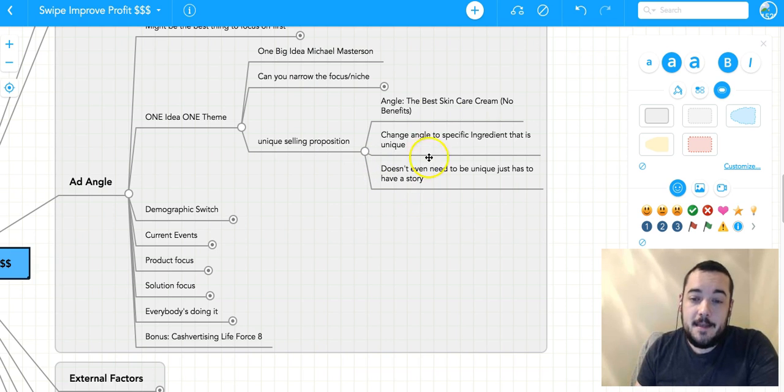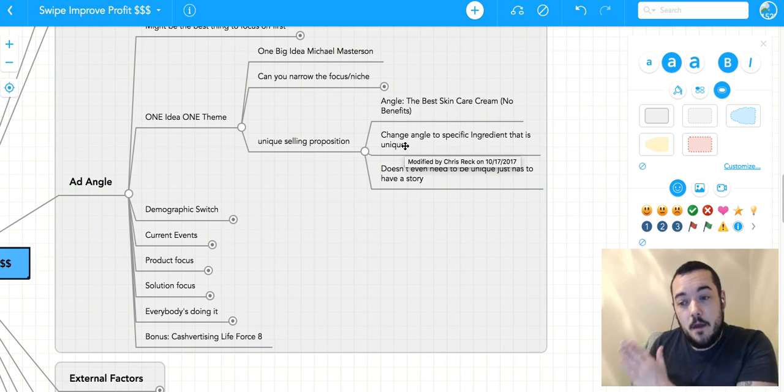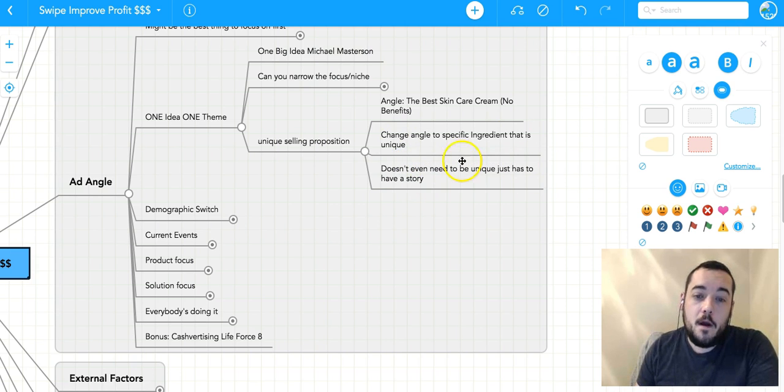So this is another mistake I see people make with one idea. Sometimes I've seen a lot of pieces recently where they have one idea, but again, they don't give it some sort of unique selling proposition. They don't focus on what makes the product unique. So that's what you need to do. You can come up with this as well.